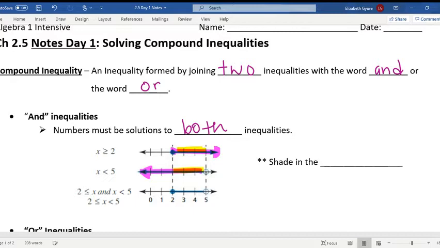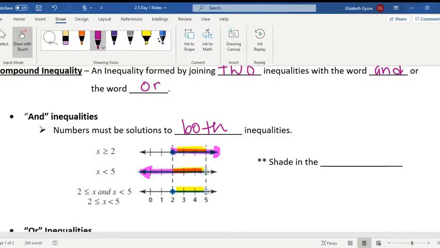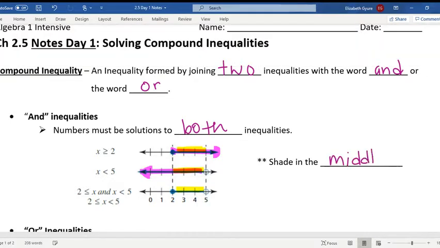See this part? That part where they overlap are all the numbers that work for both inequalities. So those are the solutions that work for both. So those would be the answers. So the answers are the numbers between 2 and 5. Exactly. 2, 3, 4, and then all the little decimals in between. Not 5 because it's an open circle. So the big thing to remember here is when you're dealing with an and inequality, we have a general rule, and that general rule is to shade in the middle. Okay, and I'll show you what that means in just a second.